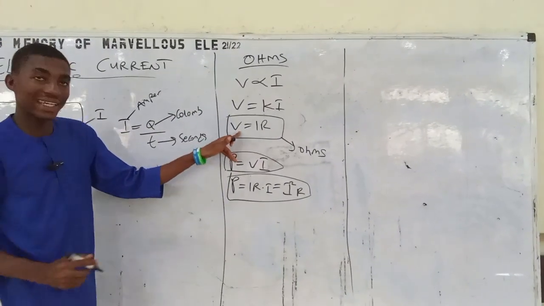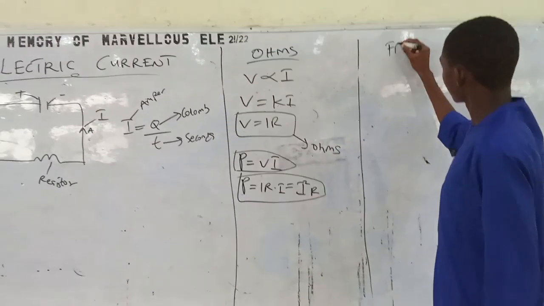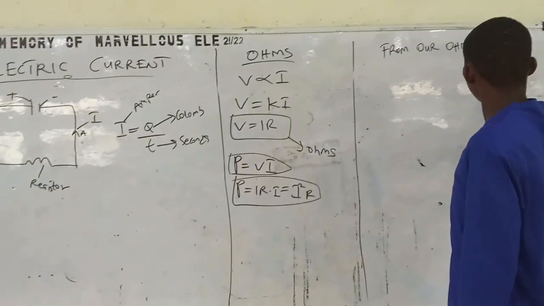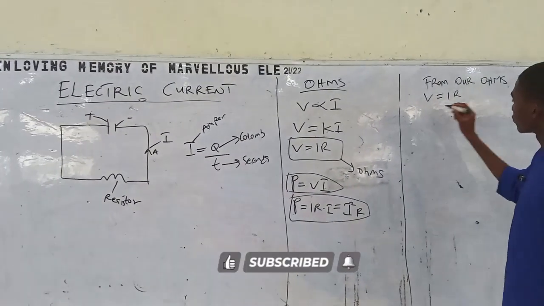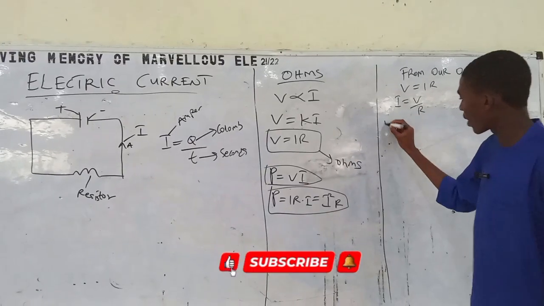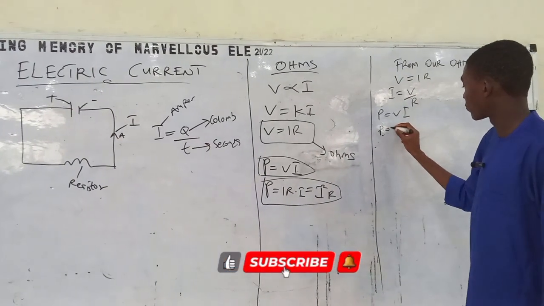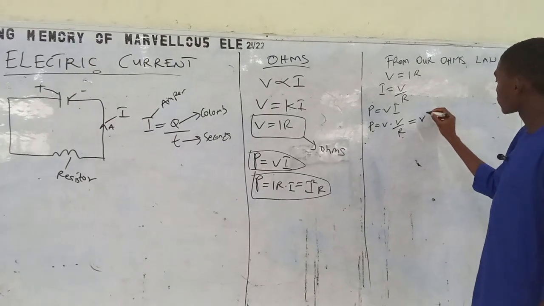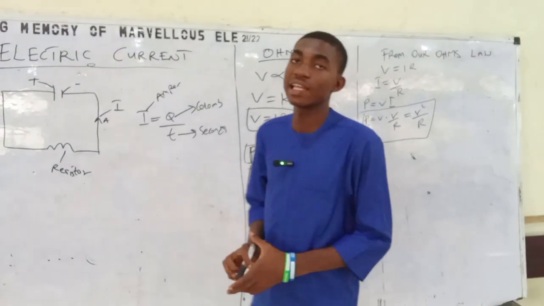And also, from our Ohm's law, let me write it here. We know that V equals IR. So therefore, I equals V over R. And our power, what is it? Power equals VI, right? From this, our equation 1, putting in I, we can say power equals V times I, and I is V over R. Meaning our power is V squared over R. These are the three formulas for calculating the power dissipated in an electric circuit.